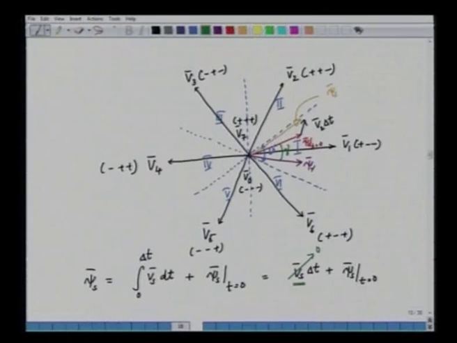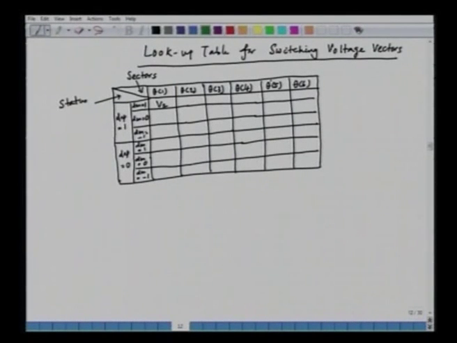So, if psi s is kept as it is, it means the torque does not increase nor decrease. What about the flux? Flux also does not change, because we are not increasing the flux nor decreasing the flux. So, the flux is maintained at that particular value. In this case we will apply a 0 voltage vector. So, the voltage vector here will be V7. We have the choice to apply either V0 or V7.